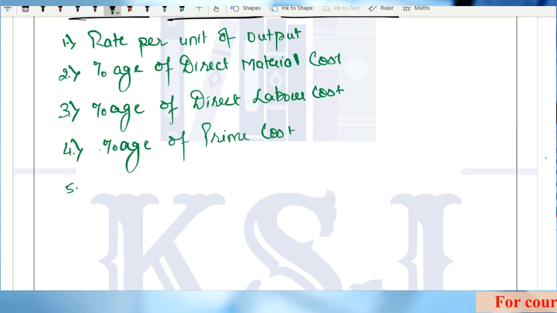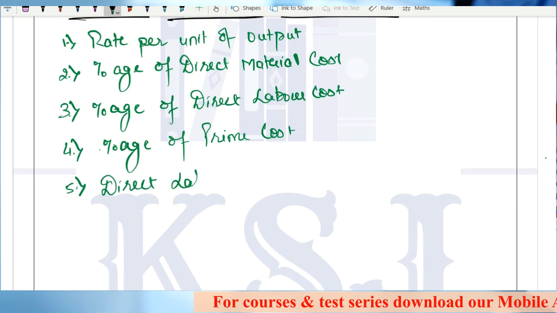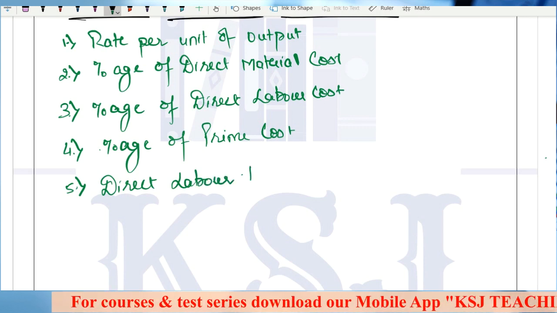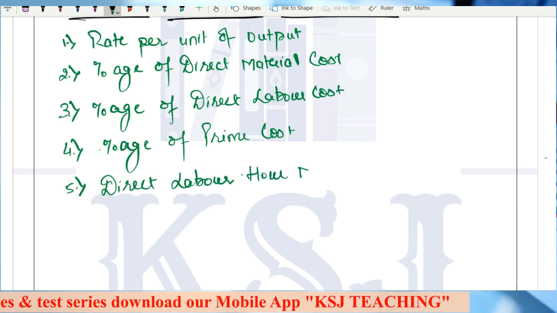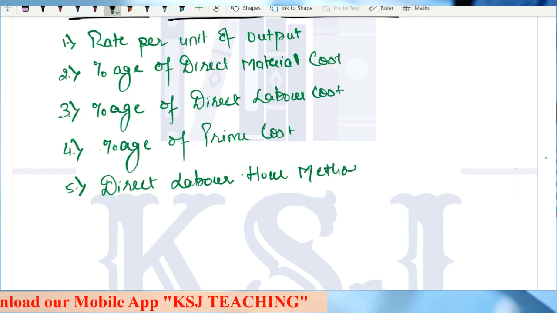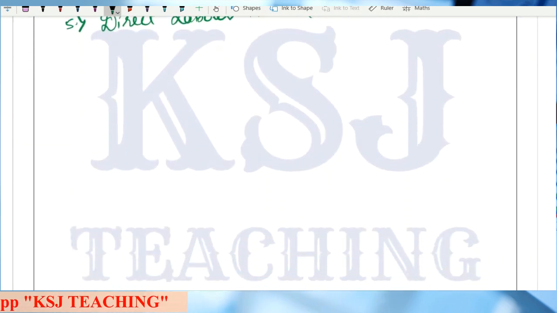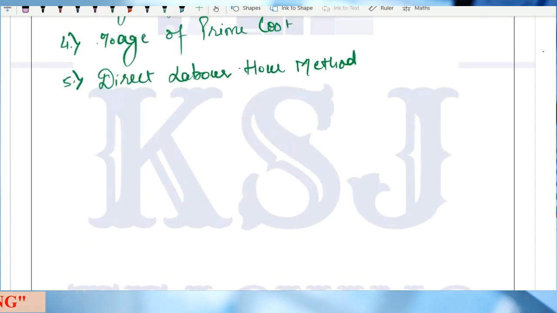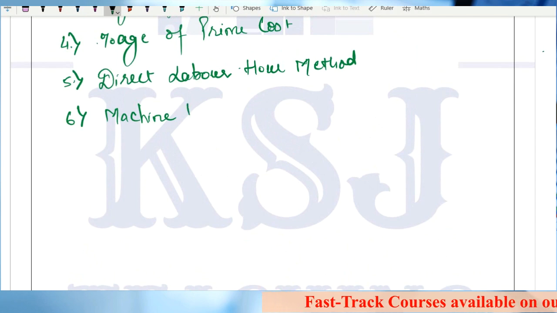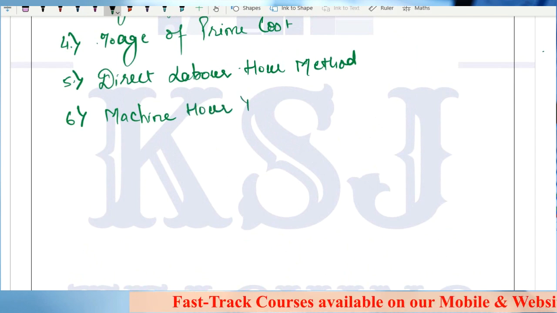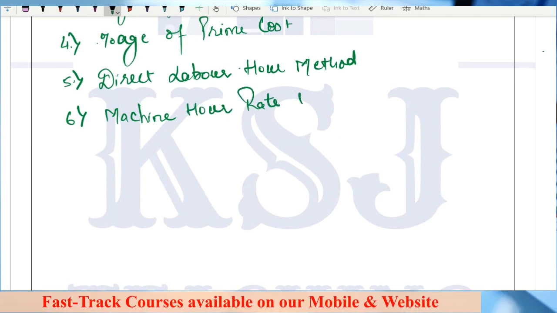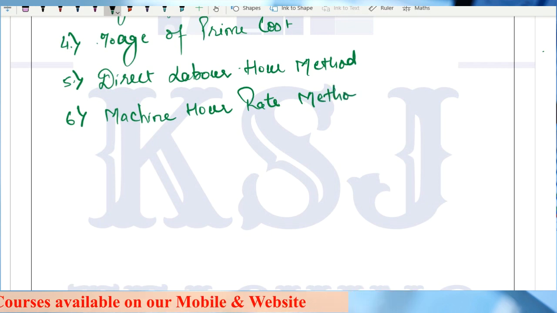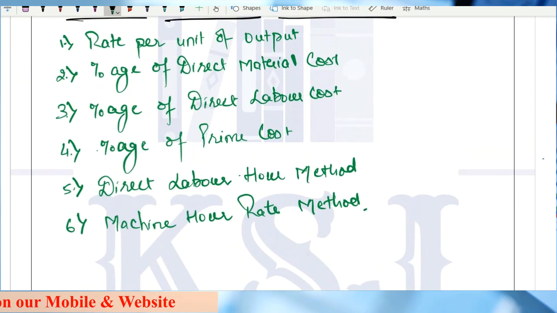Then the fifth method is direct labor hour method, right? And the last one is machine hour rate method, right? So these are the six methods that we are going to study for the absorption of overheads.